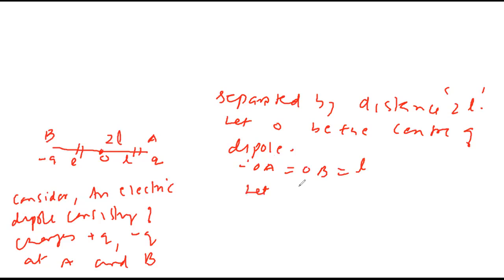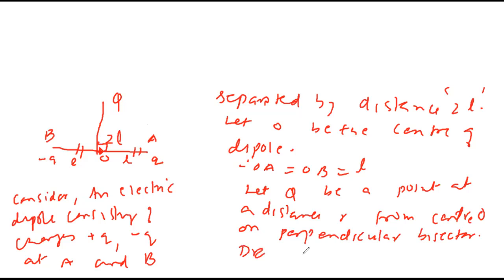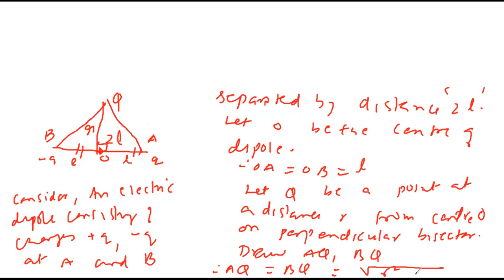Next line. Let Q be a point at a distance R from center O on perpendicular bisector. That means it is also called equator. Draw AQ, BQ. This is R. Therefore, AQ equals BQ equals root of R square plus L square.